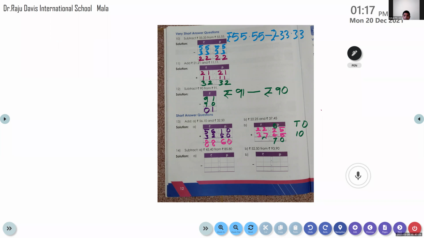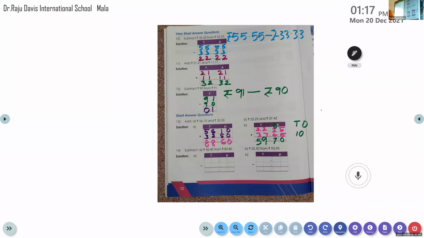Now 2 plus 3. What is 2 plus 3? 5. So 59 rupees 70 paise. Okay. 59 rupees 70 paise. So please complete it. Those who didn't do, please complete it. Those who already done, please check your answer.